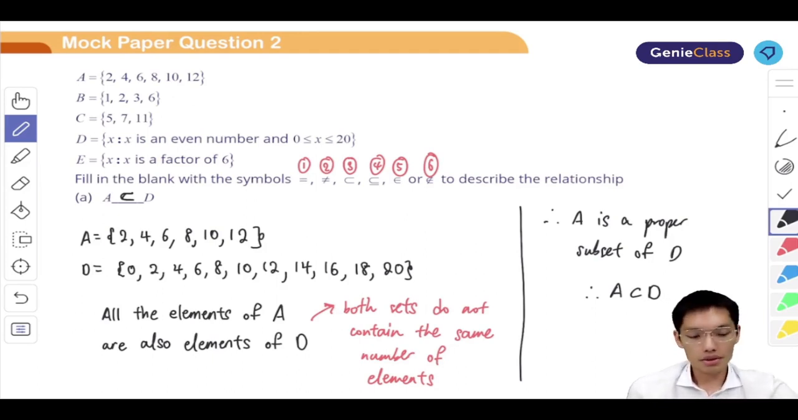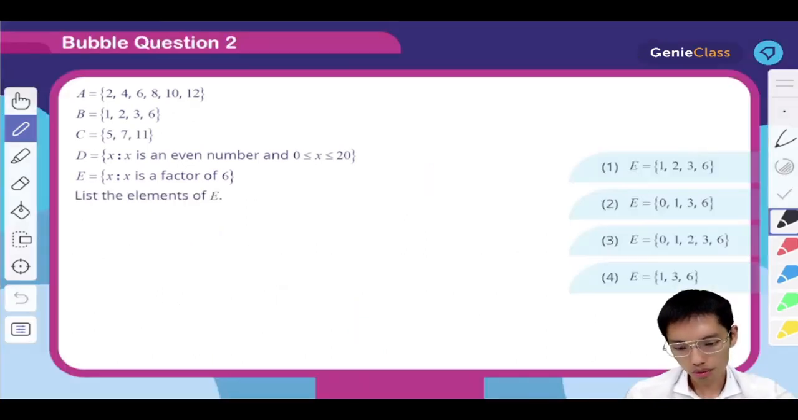If there are no queries, let's move on to the next one. Again, over here, we are listing the elements of E. Same question: let's list the elements down. You have 30 seconds. 3, 2, 1. Let's go. This should be rather quick. Alright, take note, I want the elements of E. So which one is my answer?